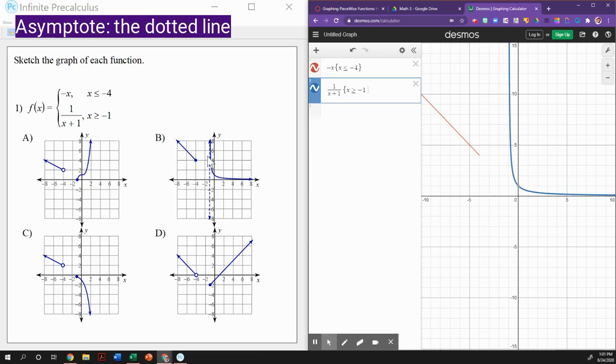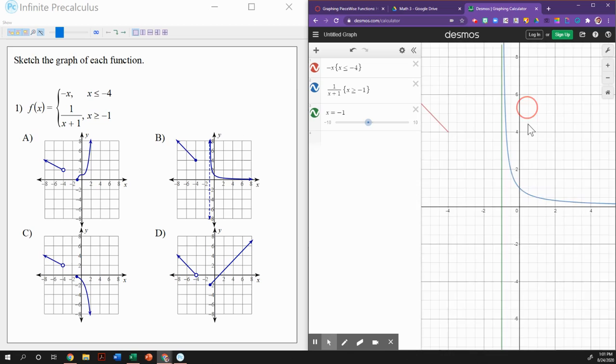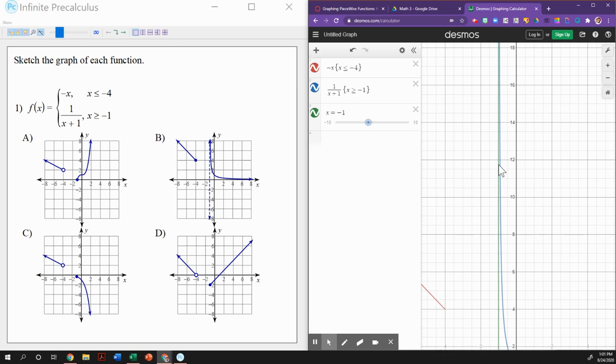Now, this dotted line is an asymptote. It's just telling you that this graph never actually touches this vertical line at x equals negative 1. And just as a third option, to show you, x equals negative 1. All right, I've now drawn in that dotted line, but mine's solid. Don't worry about it. What I want you to see is that this blue line and this green line are going to look like they're touching, but they never in fact touch.